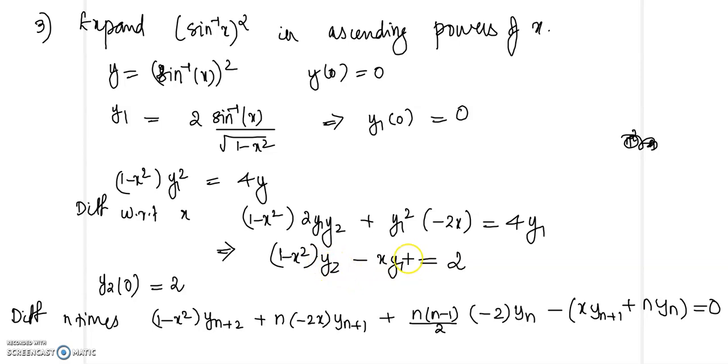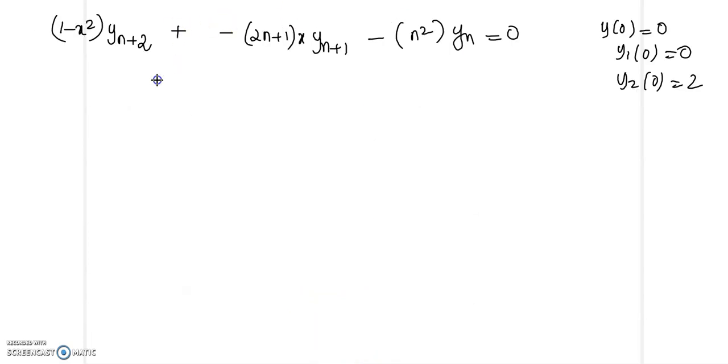So y2 of 0 will be, this term will be 0. So 2. Now let us differentiate it n times. So by Leibniz theorem, this will be the derivative you obtain when you differentiate it n times. So from here we will get the general expression.